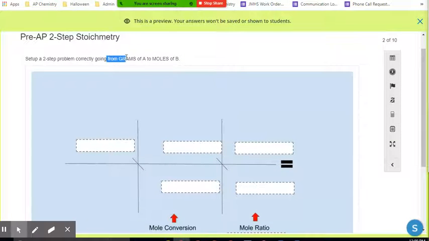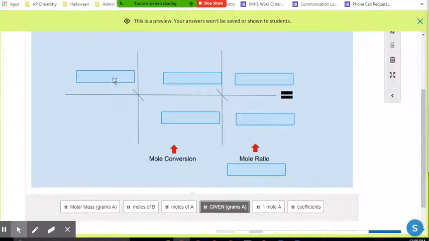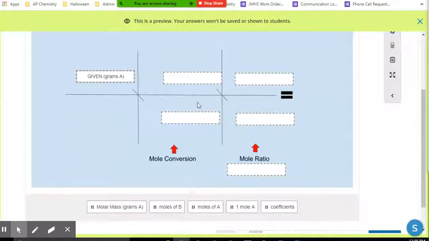Number 2 is asking for grams of A going to moles of B. So that means that we're starting with our grams of A. Like I said, honestly, it's in your best interest to have your assignment open, ready to go, so that you can sit there and complete it while we're doing this, okay? But we're all going to grab the given grams of A and put that into that first box.